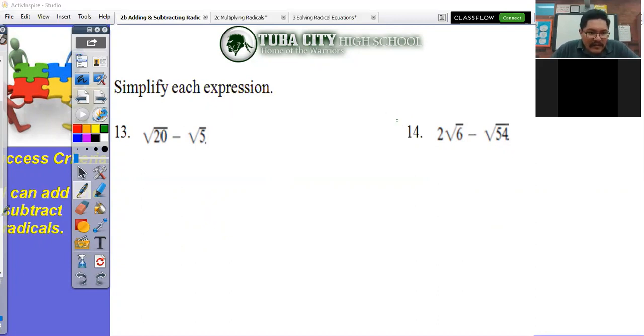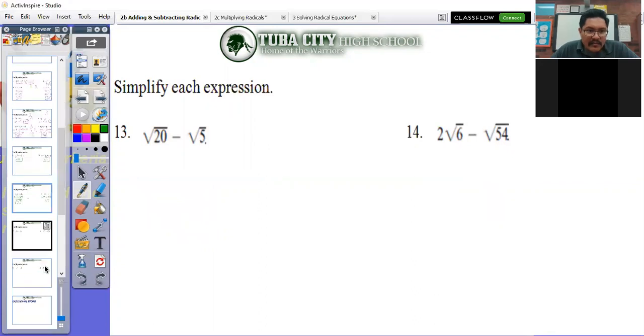All right, so how many more do we have? I think we got this one and one more, and then we'll be done with this lesson of adding and subtracting radicals, and then we'll move on to multiplying radicals.